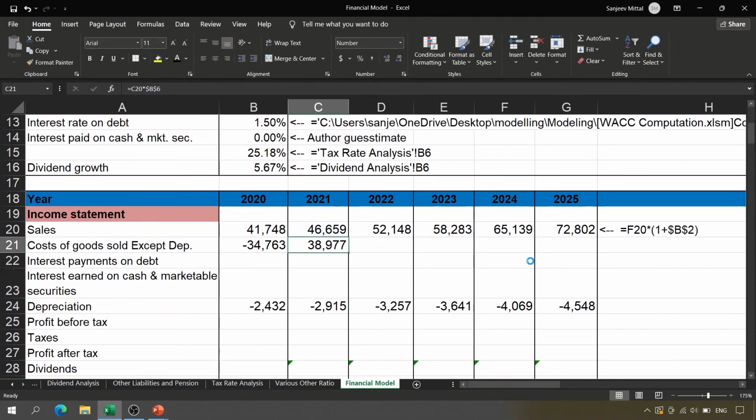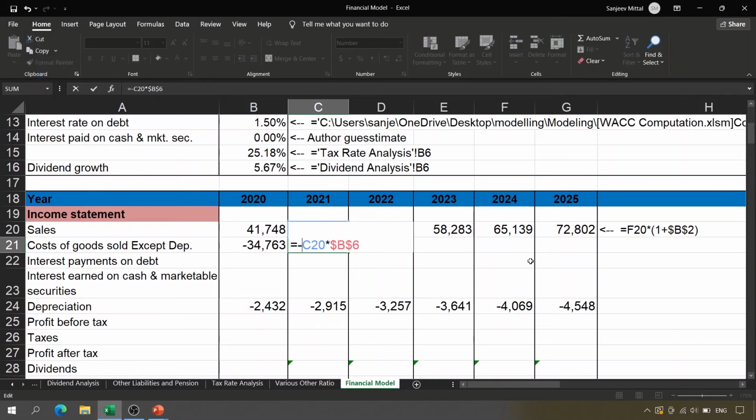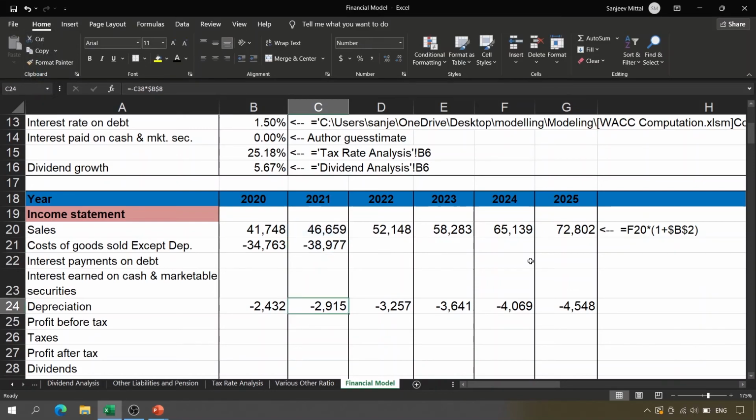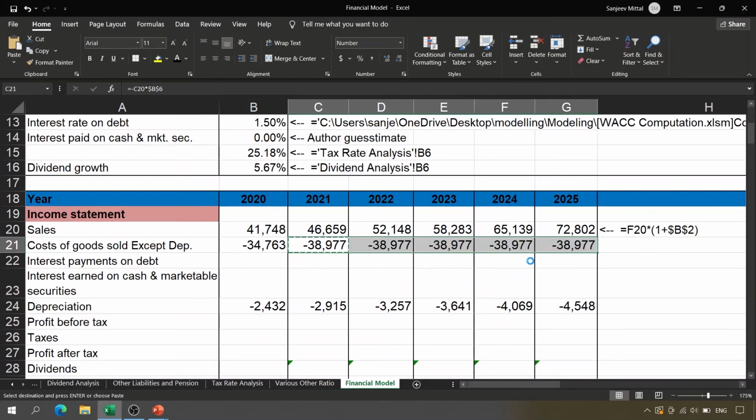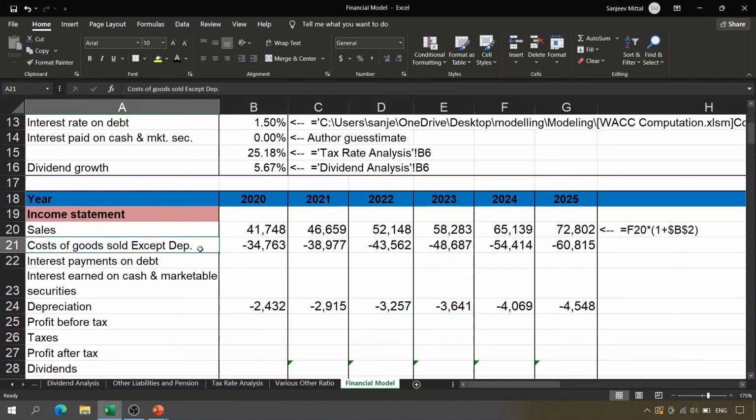Once we press enter, we will simply get this number. Now, we are showing the expenses as negative, so I am showing the minus sign here. After that, we shall copy paste this formula alongside all the cells and we shall get our cost of goods sold except depreciation for all the years till 2025. In this way, we have projected our cost of goods sold.